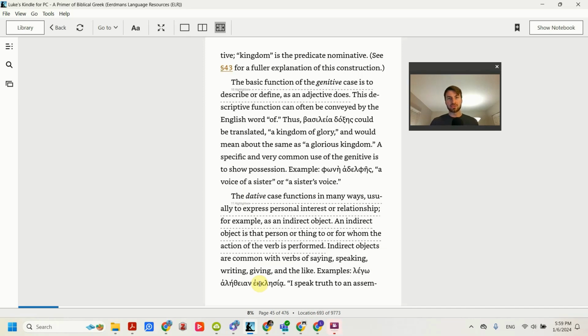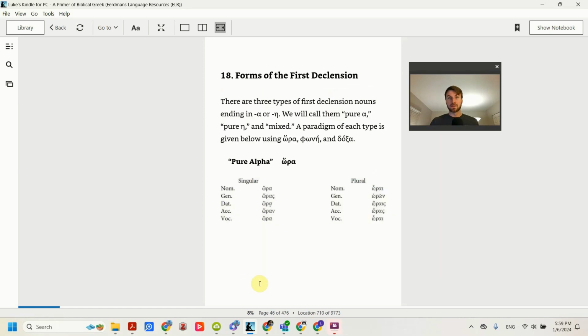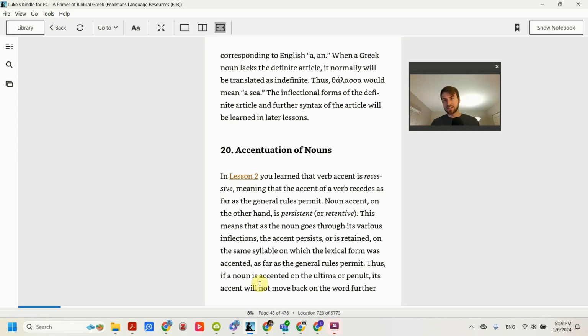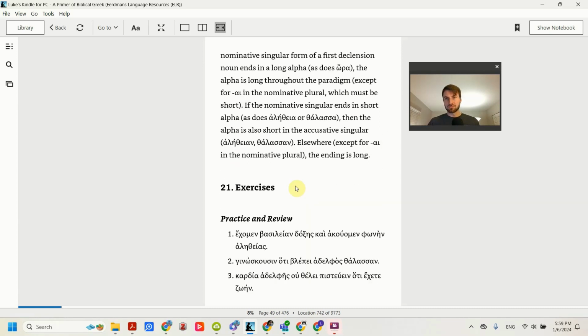But we will get into the article later in a couple of chapters. So that section is only there to tell you that the article at the end of vocab is just telling you the gender of the word. And with paragraph 20 here, with accents, don't worry about it. Just emphasize where you see it emphasized, but don't stress yourself over those. And so that brings us to the end. So hopefully this was helpful, and go to work memorizing your first declension endings.